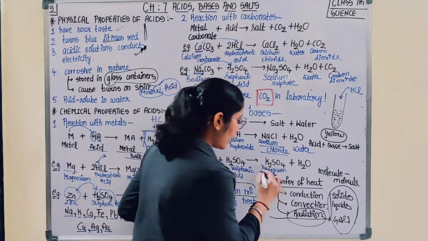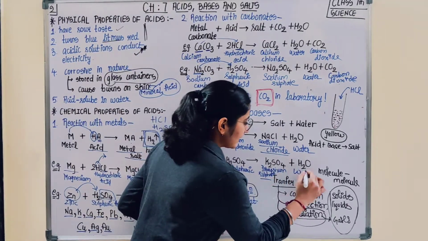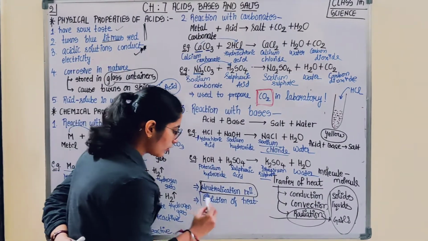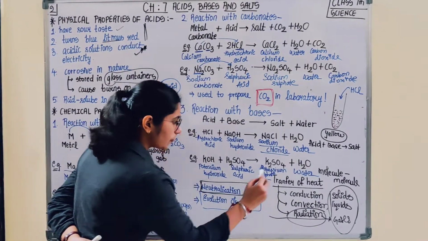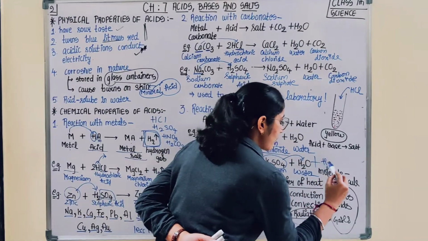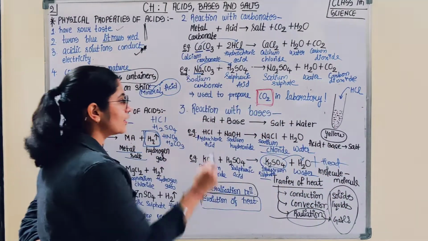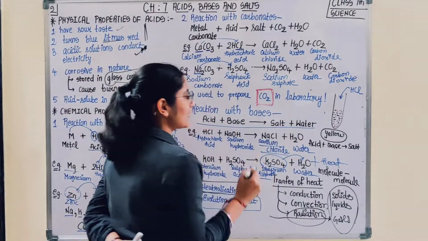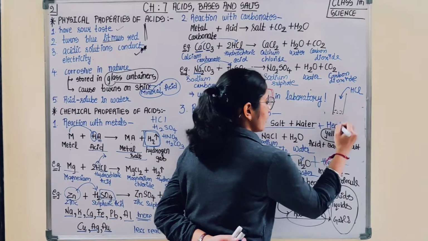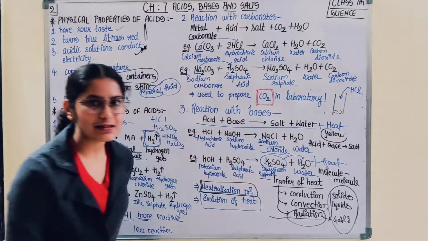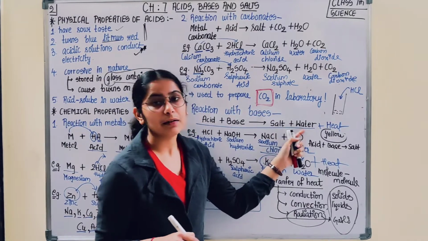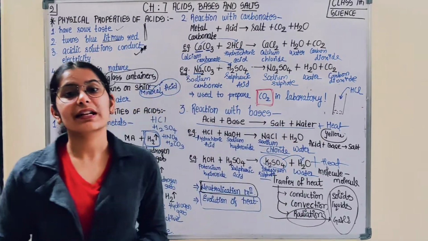Move on to next. Along with potassium sulfate, it releases water. So when salt formation takes place along with release of water, there is some release of heat also. So when you write this equation, you also add plus heat. So when acid reacts with base, obviously it forms salt, it releases water, but along with it, it also releases heat.